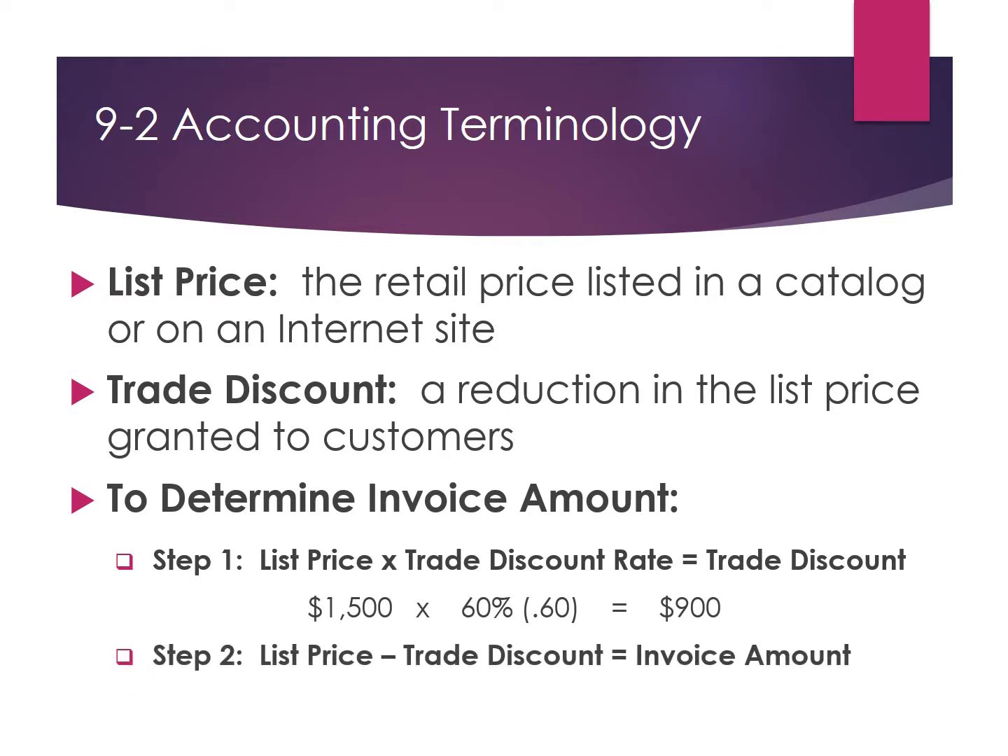Step 2, we then take the list price minus the trade discount to get our actual invoice amount. So we are going to take the $1,500 minus $900 and we will get $600 for the actual amount for our invoice.